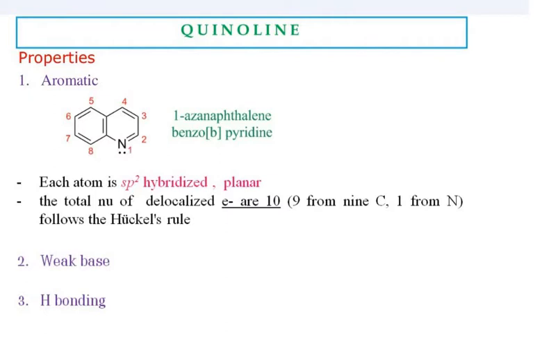Now, my friend, another concept related to quinoline to keep in mind: each atom is sp2 hybridized and planar. The total number of delocalized electrons is 10, 9 from 9 carbons and 1 from nitrogen. It follows Hückel's rule. Another important property is that it is a weak base with hydrogen bonding.